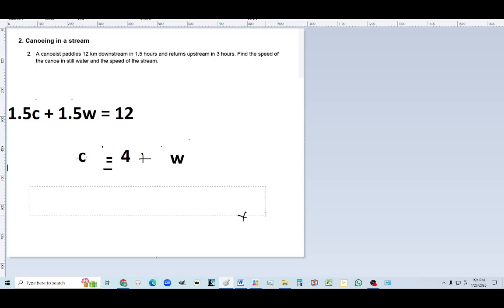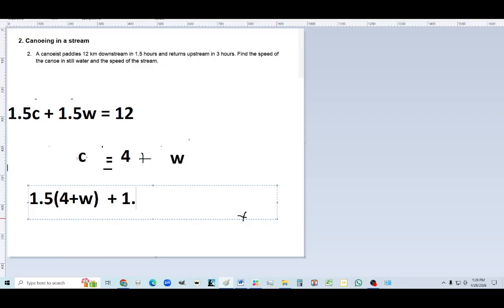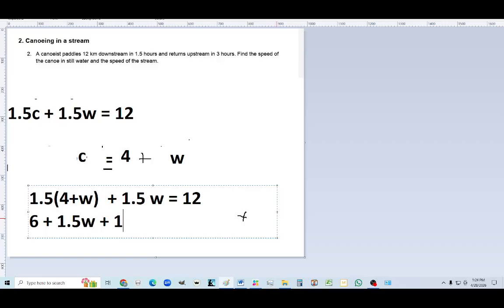That means I can rewrite the more complicated thing. And where I see C, I can put in my new formula. I got to FOIL that. 1.5 times 4 is 6. 1.5 times plus W is 1.5W. Plus 1.5W, here's where it gets a little bit easier, is equal to 12. These are both W's, so just look at the number. What's 1.5 plus 1.5? It is 3 W's.